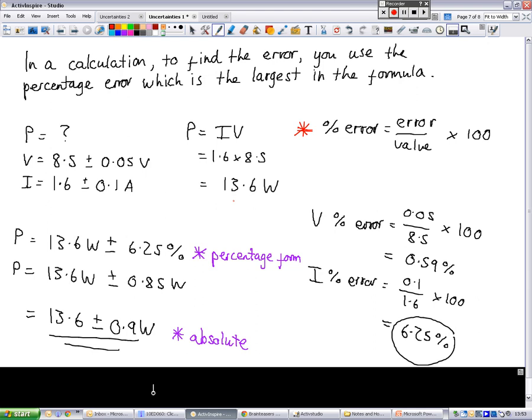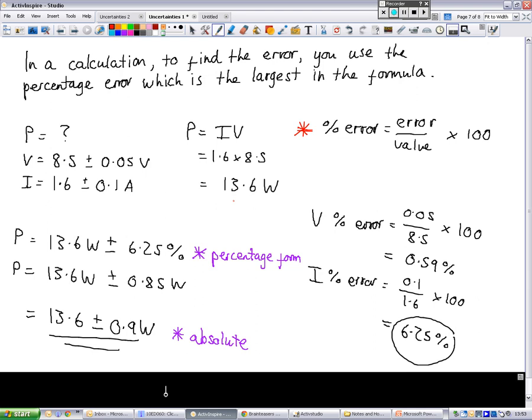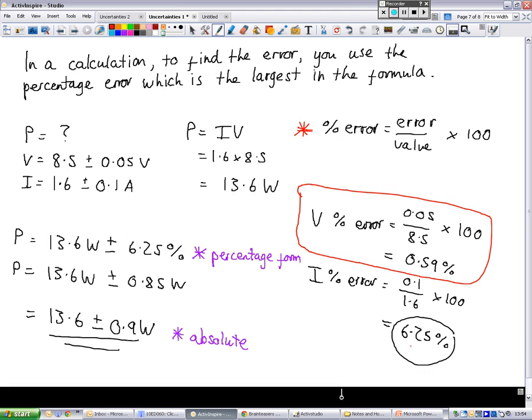We then need to go on and calculate the error in V and the error in I. So for V, 8.5 is the reading, and half a scale division is 0.05. So that's our error there, and we calculate a percentage. Do the same for I. Half a scale division is 0.1. Divide that by 1.6. We've got a much larger percentage error in the current reading because it's got a much smaller scale. 6.25% then becomes the percentage error that we use in our final answer.